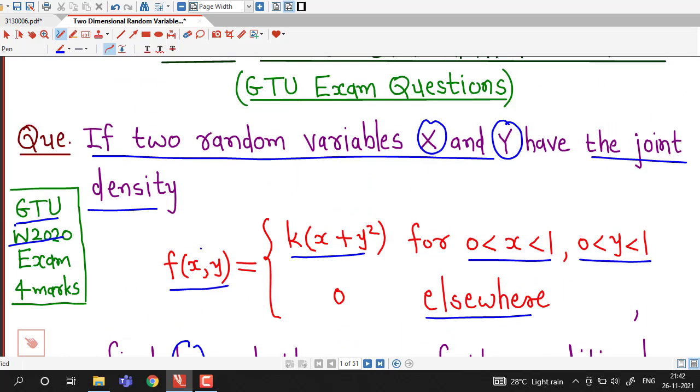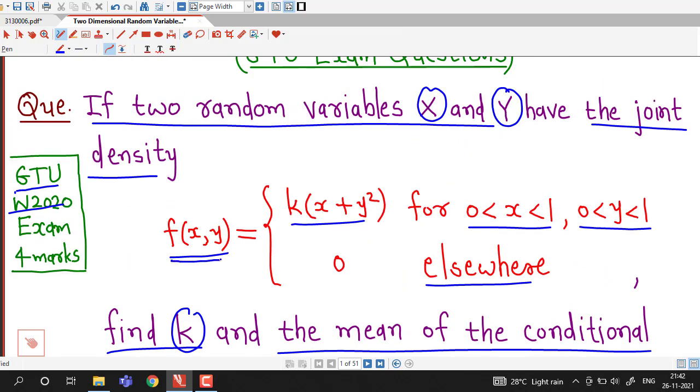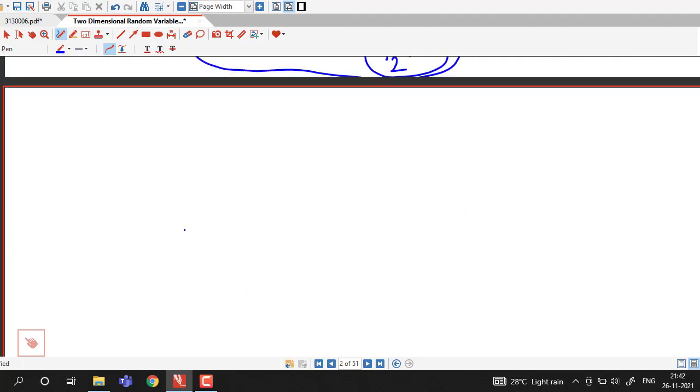For that we use the property of joint PDF. We know that if f is the joint density of bivariate random variable (x,y), then the double integral of this joint density function with respect to x, y over the given range must be equal to 1. So using this property we will be able to decide the value of k. So first we find the value of k. So we can write that f(x,y) is a joint PDF.